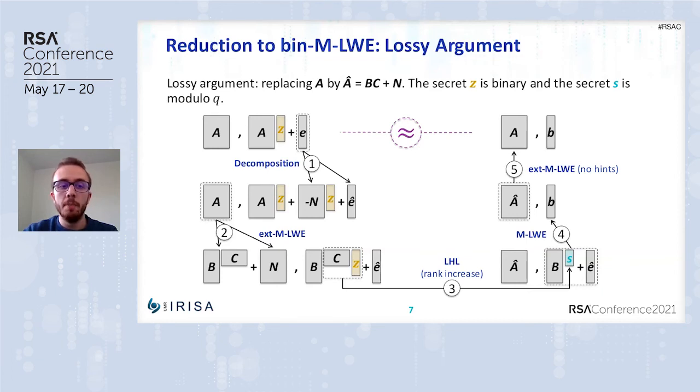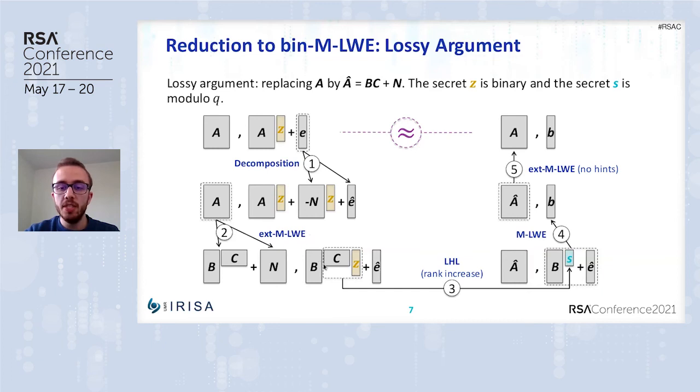So we start by decomposing the error E into negative N times Z plus E hat, where both N and E hat are Gaussians. And then we replace A by BC plus N. Now, the reason why we need the extended MLWE hardness assumption is because we have some information about N times Z in the previous pair. So we need to include this hint within our hardness assumption.